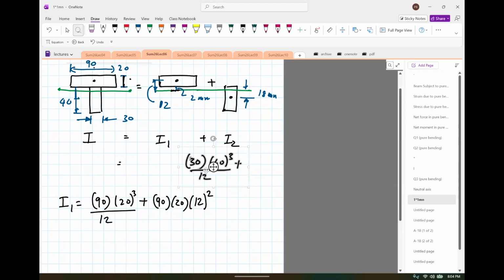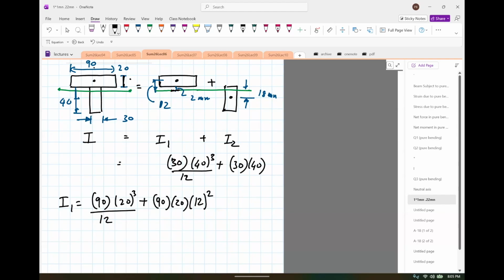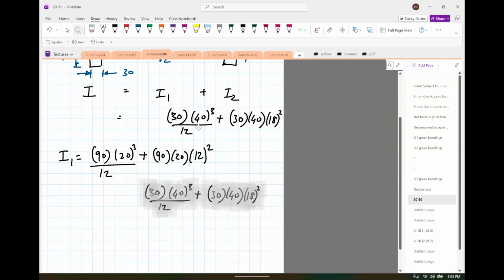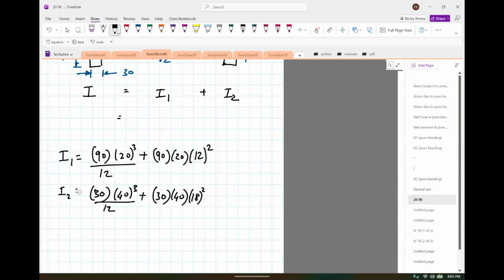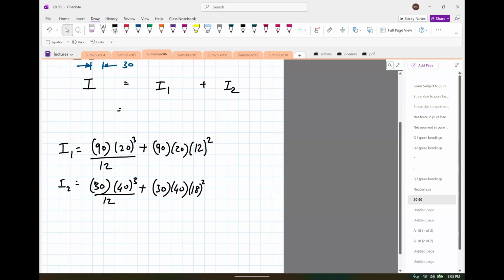Yeah, I need to be generous with space. I'm going to move this. Okay. So then we have area 30 times 40 times the distance of the green line from the centroid. So it's 18. So it's 18 square. Okay. So I'm going to take that and move it down. Okay. So we just compute that. It's fairly straightforward now. To get I is I1 plus I2 equals 8.68 times 10 raised to negative 7 meter raised to 4.